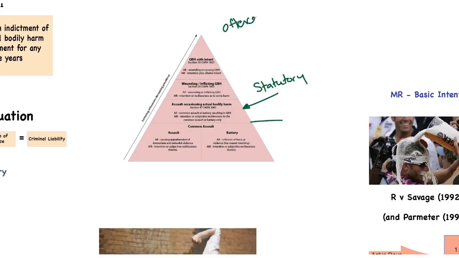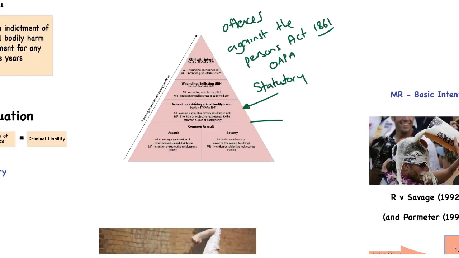Offences Against the Person Act 1861, a very old piece of legislation, and when we look at the review and the evaluation of that, we'll discuss the problems that its age gives us. But this is forever known as the OAPA, and I'll refer to it as the OAPA throughout, the Offences Against the Person Act.